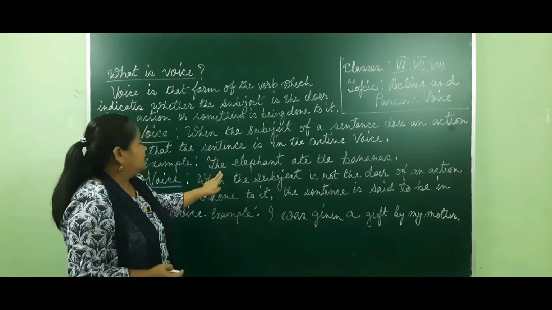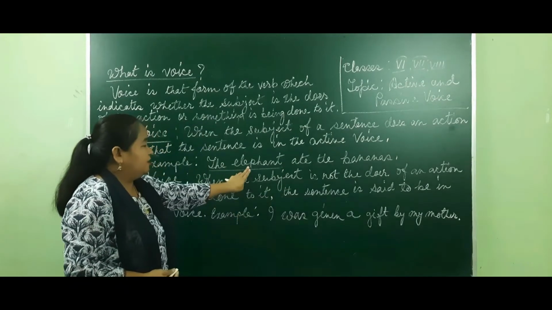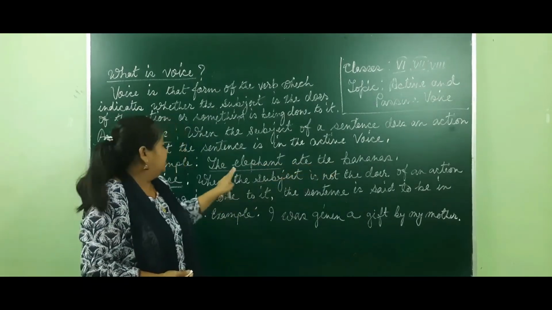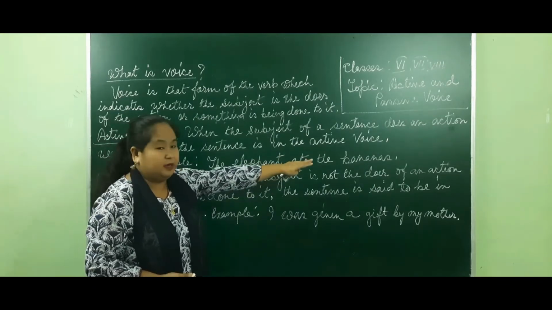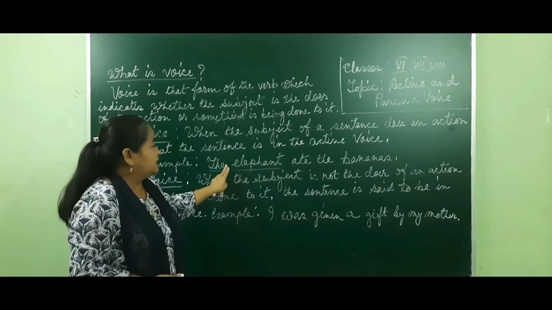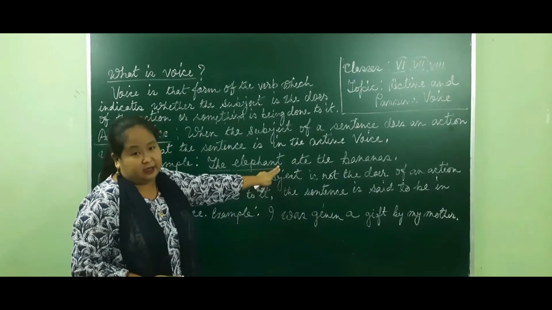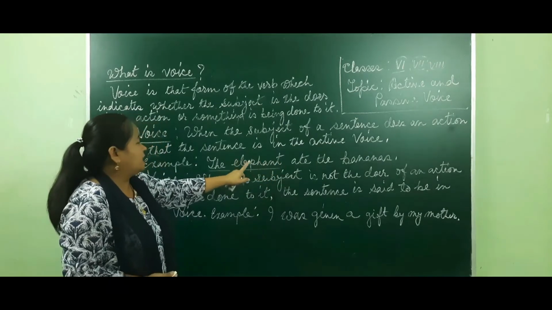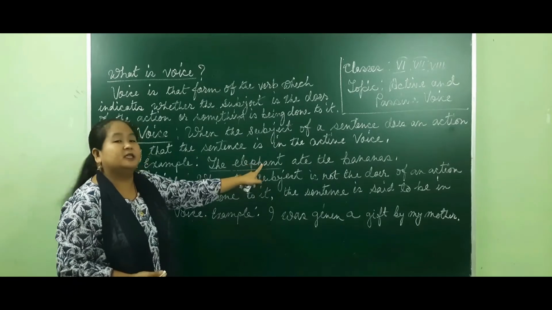Here the elephant is the subject, right? The elephant ate the bananas. Here the subject, the elephant, does the action, right? Who ate the bananas? The elephant. The subject is the doer of the action. So this sentence is said to be in the active voice. So when the subject of the sentence is the doer of the action, that sentence is said to be in the active voice.